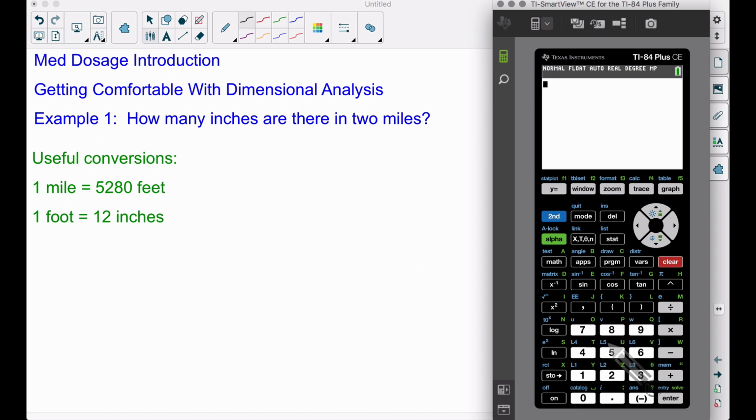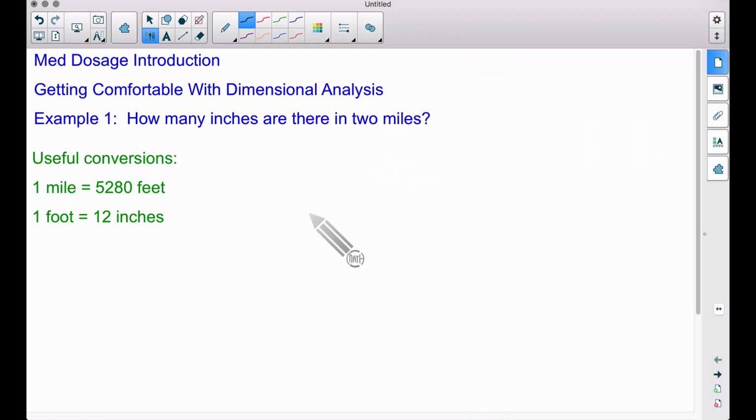Some of you may know, well, if we have 2 miles and 1 mile is 5,280 feet, we can take 5,280 and multiply it by 2. This will tell you how many feet there are in 2 miles, because we have 2 miles, 5,280 feet per mile. And since there's 12 inches in 1 foot and we have this many feet, we can multiply by 12 and we get our answer. So yes, 126,720 inches are the number of inches there are in 2 miles.